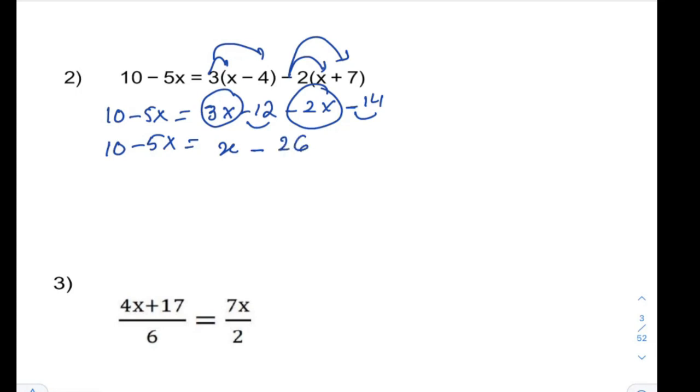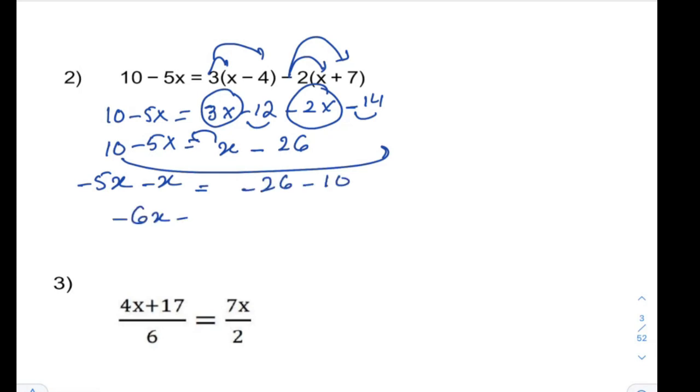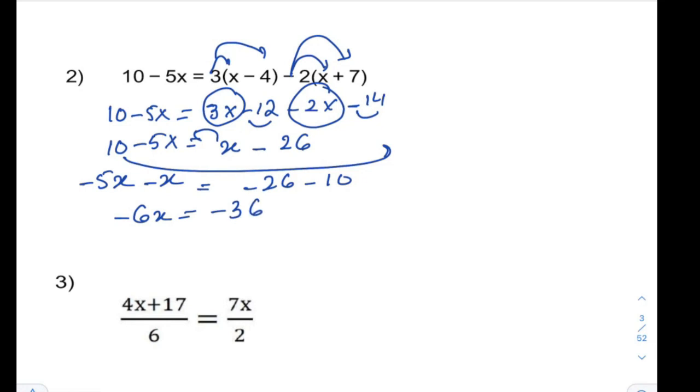And now we will combine like terms again. Minus 5x and minus x. The 10 goes there, equals negative 26 minus 10. Minus 6x equals minus 36. And this leads to x equals 6. Done. This is the solution we are looking for.